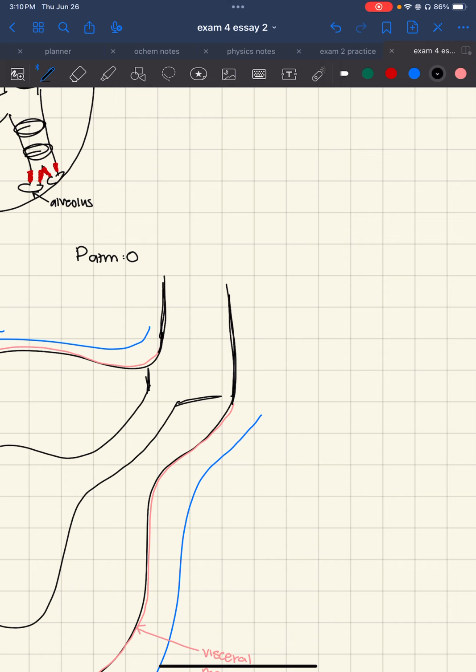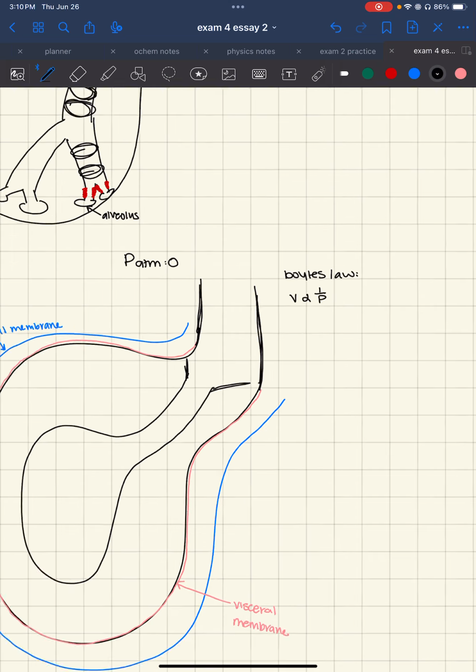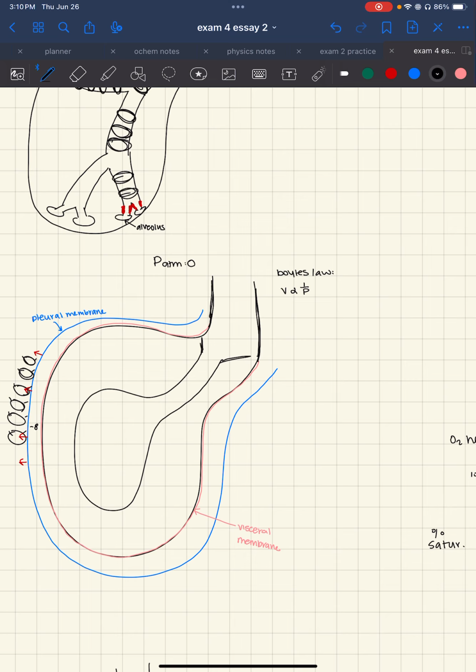I want to say it's Bohr's law, but Boyle's law. There we go. Okay. Our lung follows Boyle's law. And Boyle's law is that volume is related to pressure in an indirect manner. So as volume increases, pressure decreases.